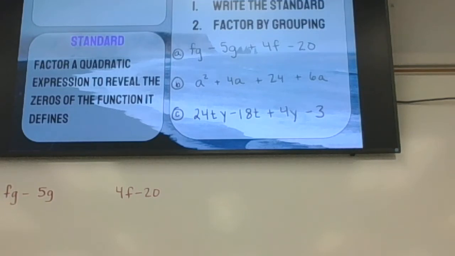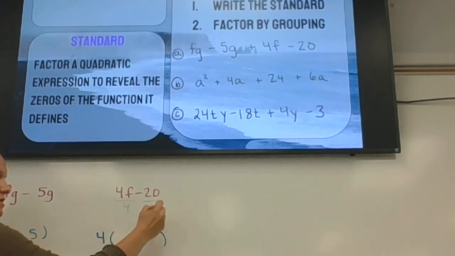Khalil, what's the greatest common factor in our first group? Do they have anything in common? They have a G in common. And if you remove the G, you're left with F minus 5. In our second group, Georgia, what do they have in common? They both can divide by 4. And yesterday I said what can be helpful is setting up a fraction. Did I set up the fraction yesterday too? Yeah. If you want to set up a fraction to help you figure out what's in the parentheses, it can be helpful. Here the 4's cancel. We have F. 20 divided by 4 is 5.